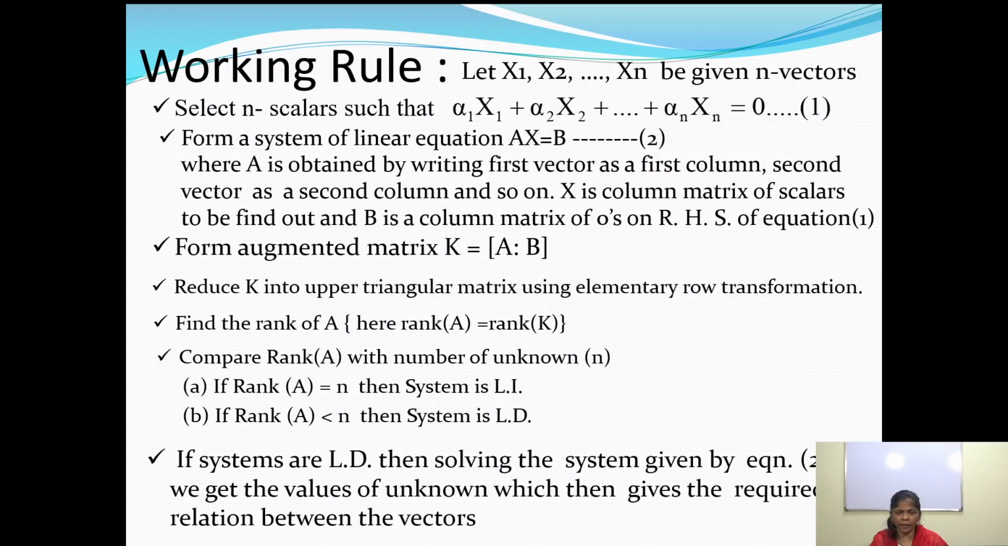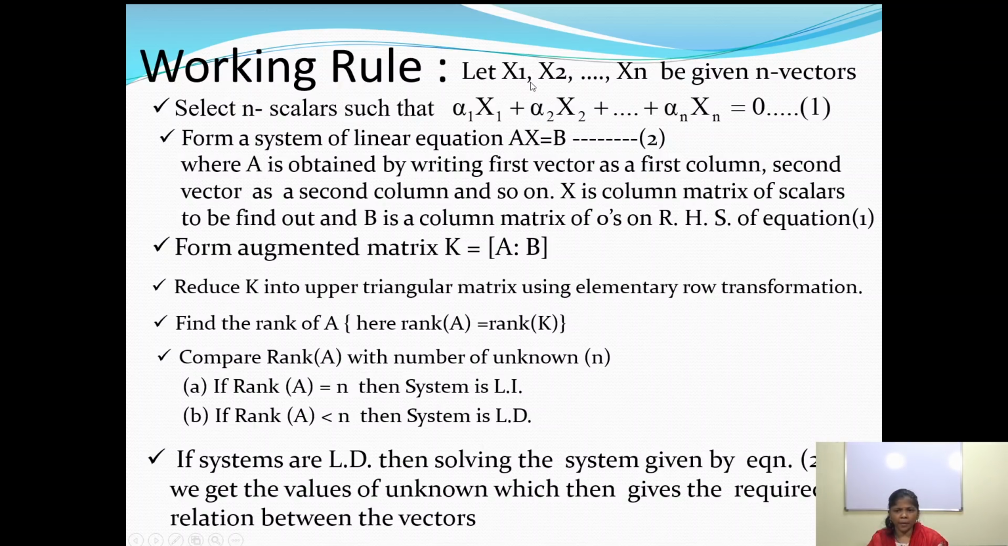So I hope the working rule is clear. What we do first, we will select the scalars. Scalars will be equal in number to that of the given vectors. After that we will write the system of equations in matrix form Ax = b, where A is obtained by writing the first vector as the first column, the second vector as the second column, and so on.